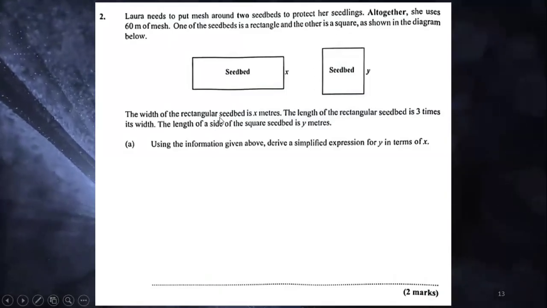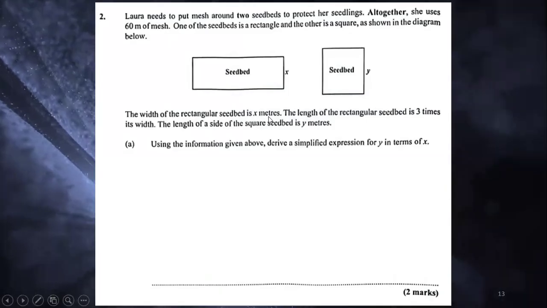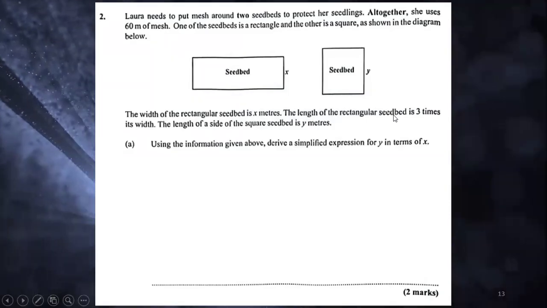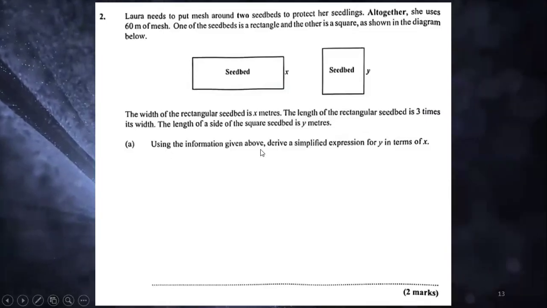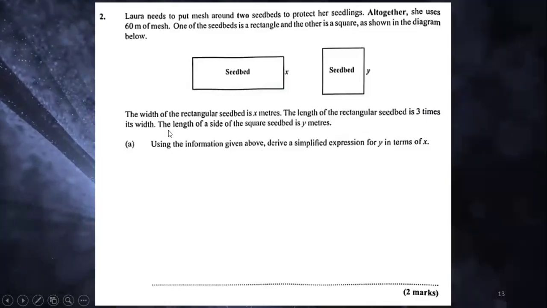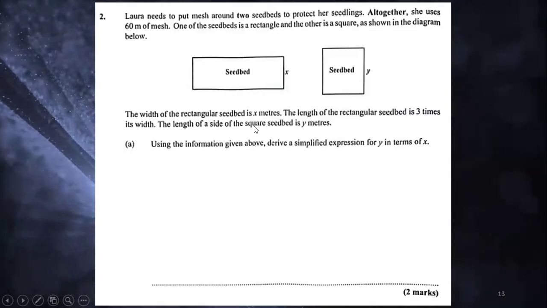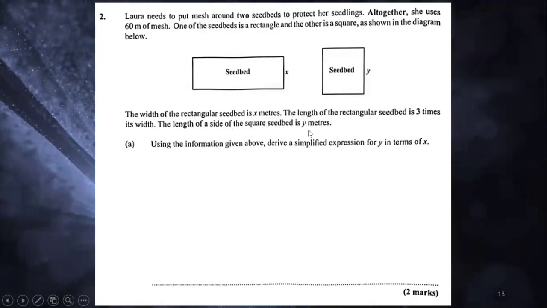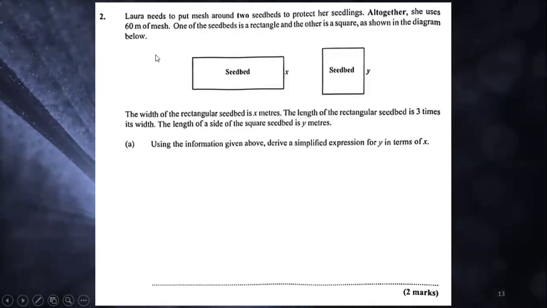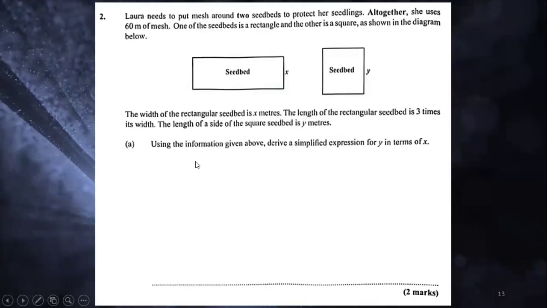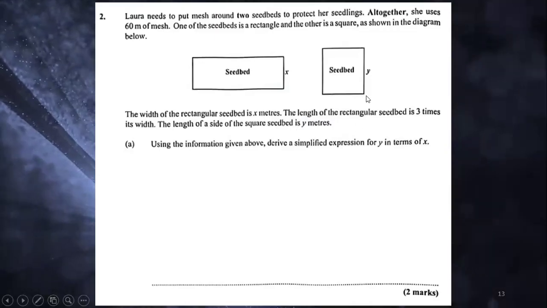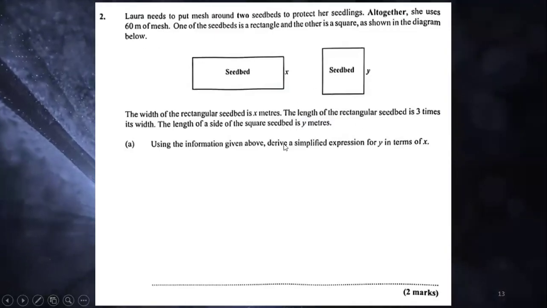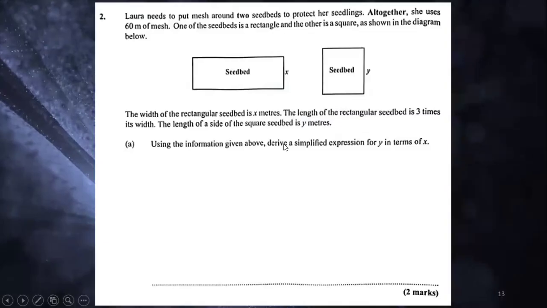The width of the rectangular seedbed is X meters. The length of the rectangular seedbed is 3 times its width, right? Take a note of that, that's very important. The length of a side of a square seedbed is Y meters. This is all information. What you should be doing at this point is taking out your pencil and lightly underlining or circling things that matter to you or may be relevant to the question.